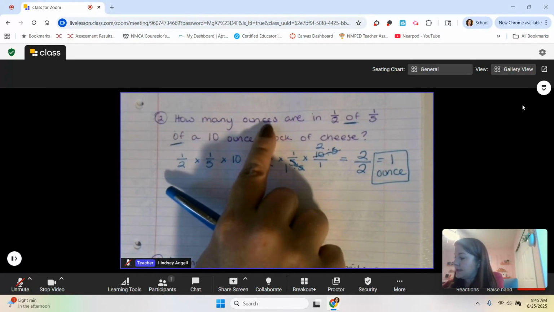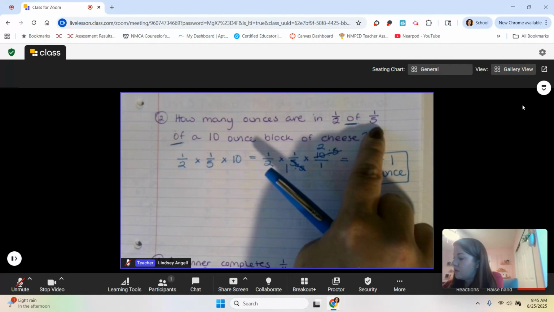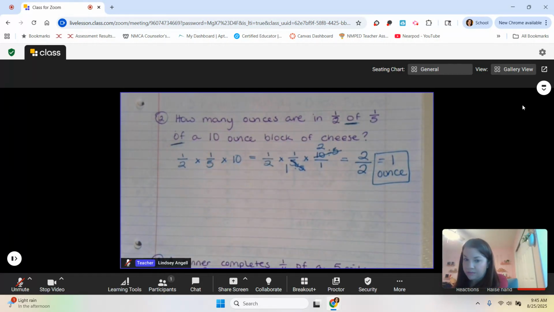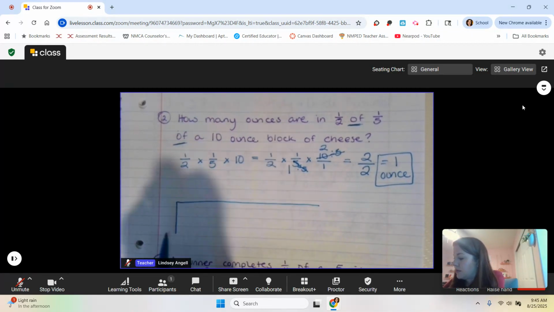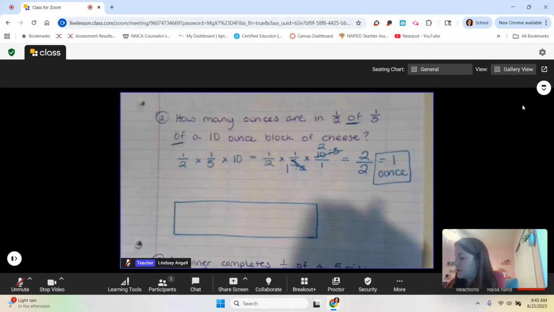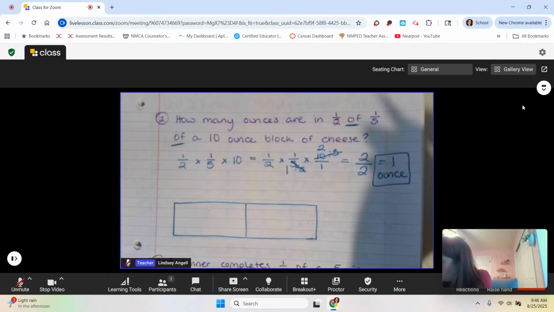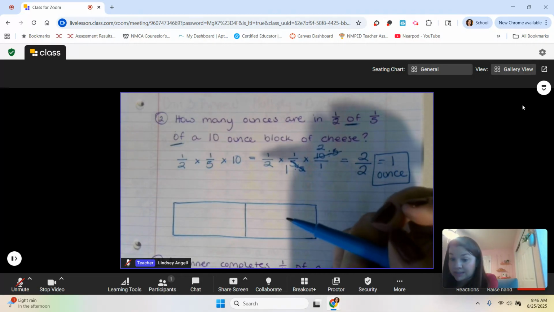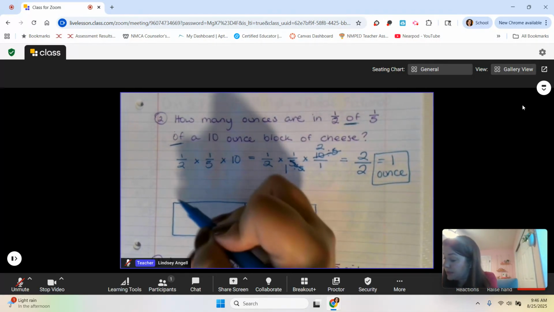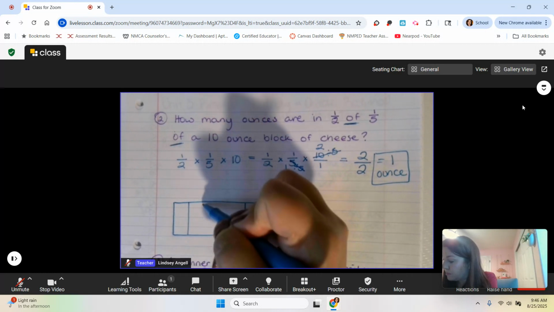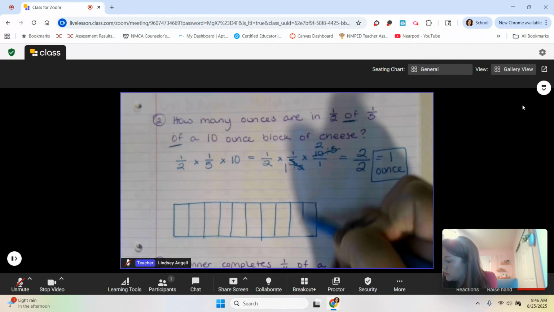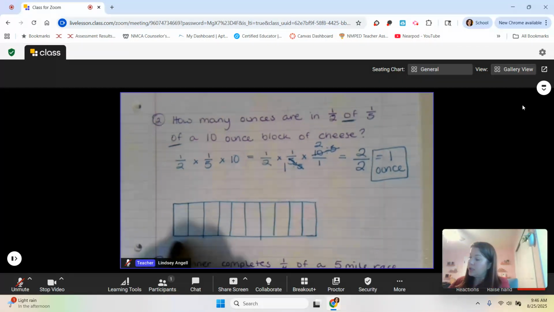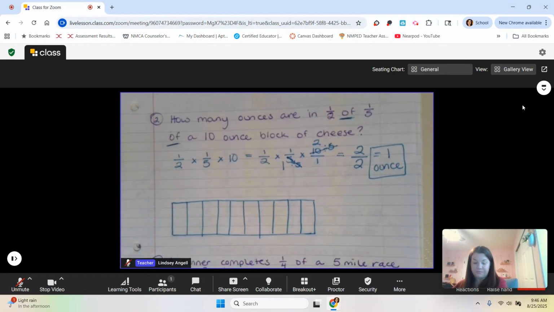How many ounces are in 1/2 of 1/5 of a 10-ounce block of cheese? Well, let me draw a picture, okay? It's probably not going to be perfect, but I will try my best. Let's just say this is our block of cheese. I'm going to break it up, and here's the real test. Can Miss Angel break this up into 10 equal pieces? Let's see. Ooh, kind of close. It's not too bad, right? Okay, here's my 10 ounces of cheese. Okay, do you agree with that? 10 ounces of cheese.